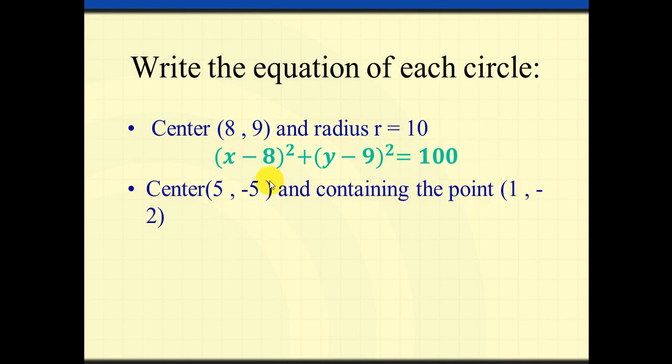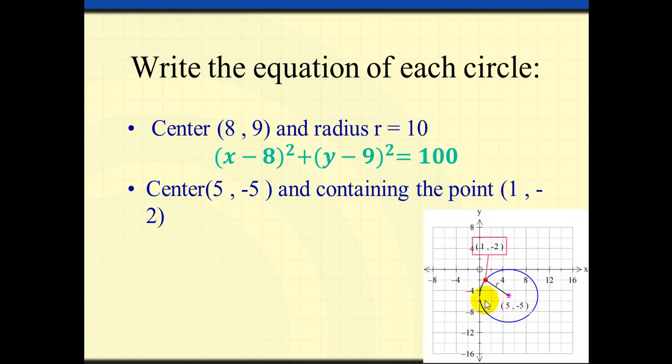Example number 2. If the center is (5, −5) and containing the point (1, −2). What is the meaning of containing the point (1, −2)? That means the circle passes through this point. We need to draw the figure of the circle as shown in this figure.